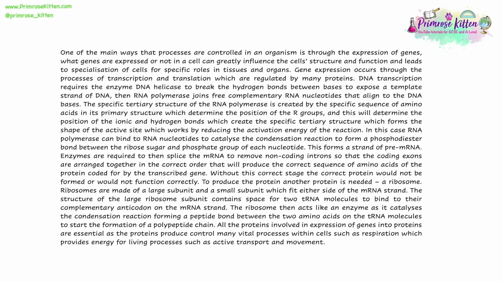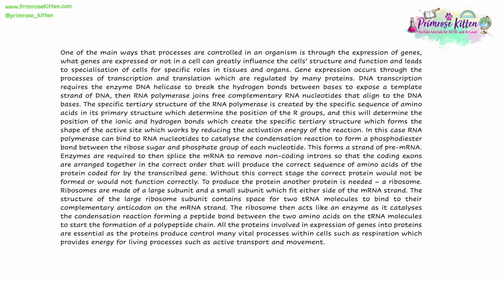One of the main ways that processes are controlled in an organism is through the expression of genes. What genes are expressed or not in a cell can greatly influence the cell structure and function and leads to specialization of cells for specific roles in tissues and organs. Gene expression occurs through the process of transcription and translation, which are regulated by many proteins.